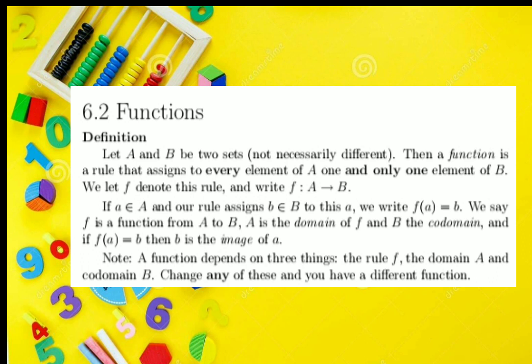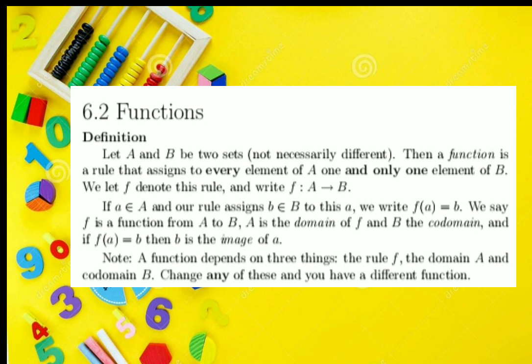A function in the set theory world is simply a mapping of some or all elements from set A to some or all elements in set B. Let A and B be two sets. Then a function is a rule that assigns to every element of A one and only one element of B. We let F denote this rule and write F: A → B.